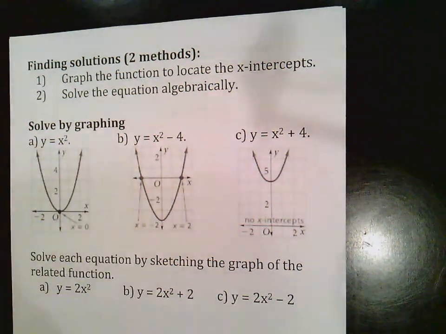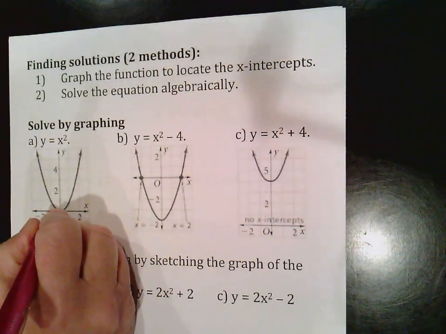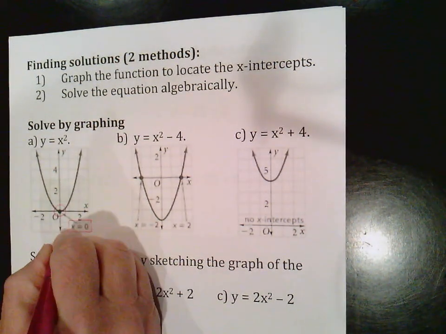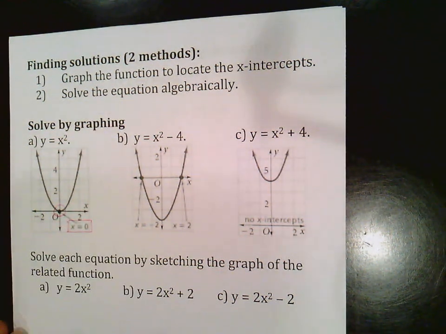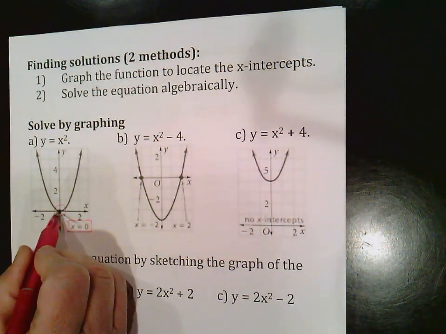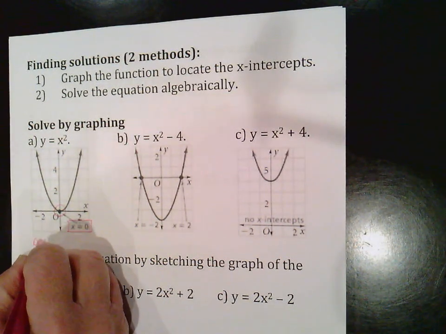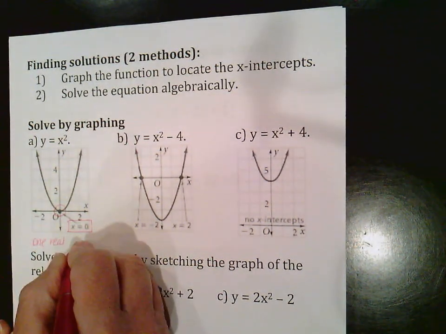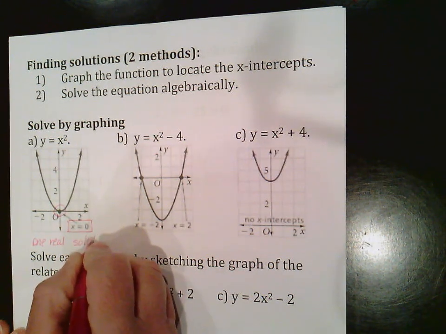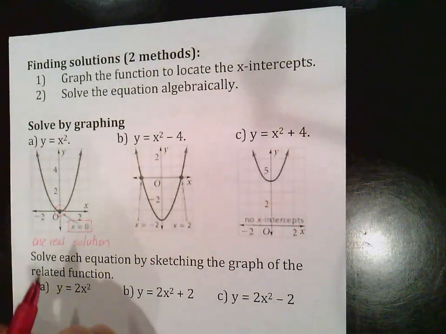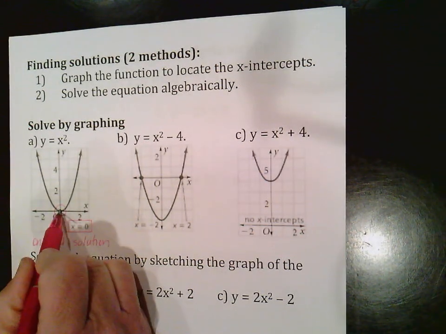in this one, where the vertex is actually on the x-axis, there's only one point that crosses or touches the x-axis. And so that means we have one real solution. And my x value at that solution is 0. That's where it hits the x-axis.